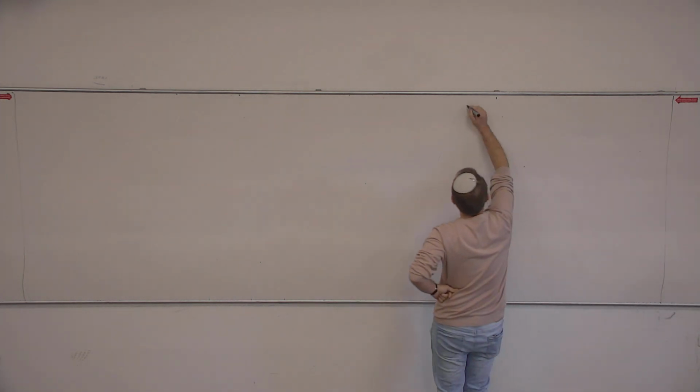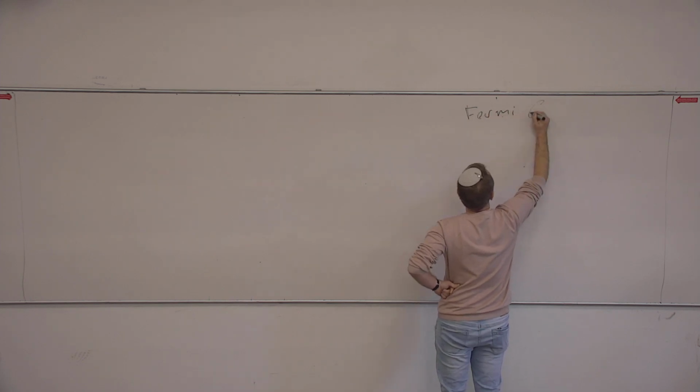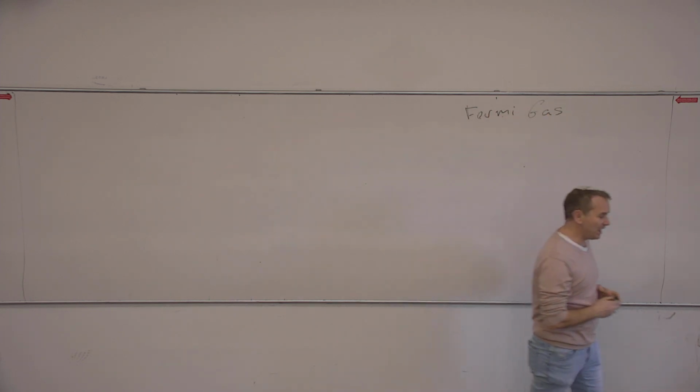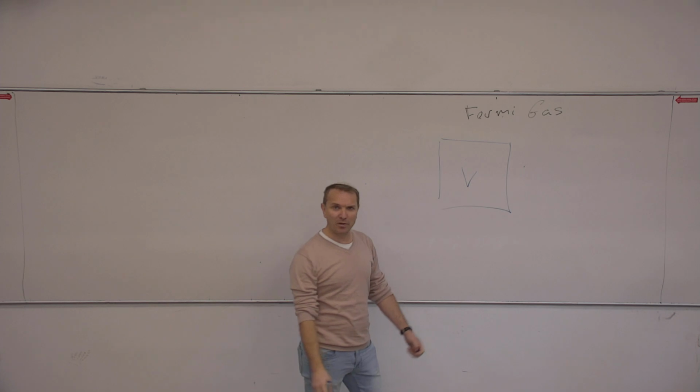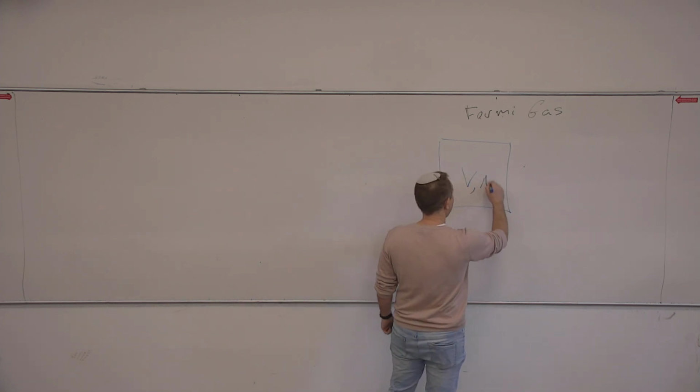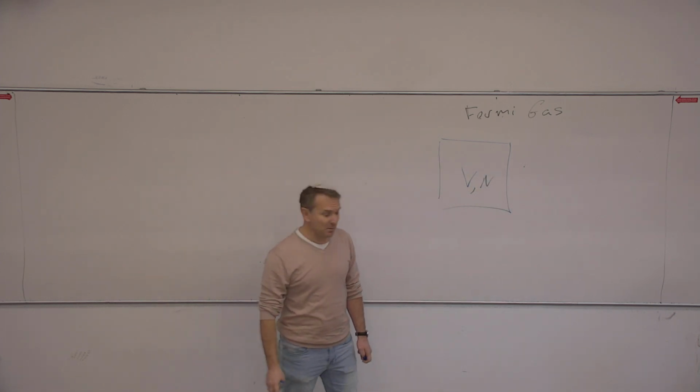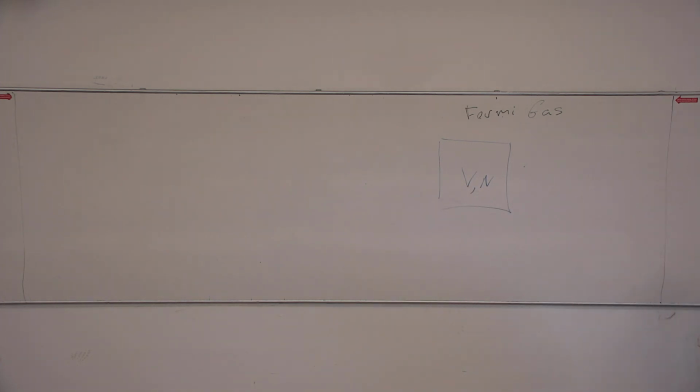Last lecture we finished the case of the Fermi gas or Fermi liquid. And the main idea that is important to remember about the Fermi gas is as follows. Since we have many particles in our system, we have a box of volume V, and the number of particles, n, is very large.